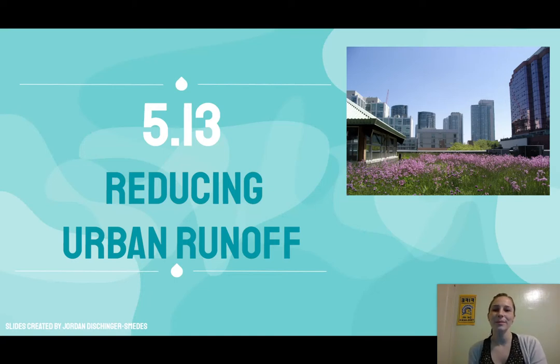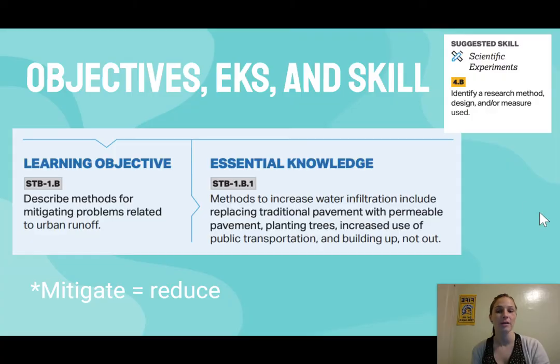Hey there, y'all. Today we're going to be learning about section 5.13, which is about reducing urban runoff. The learning objective for today is that you can describe methods for mitigating problems related to urban runoff. And remember that mitigate means to reduce.